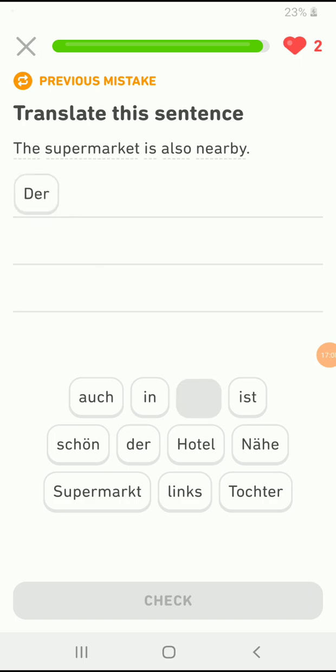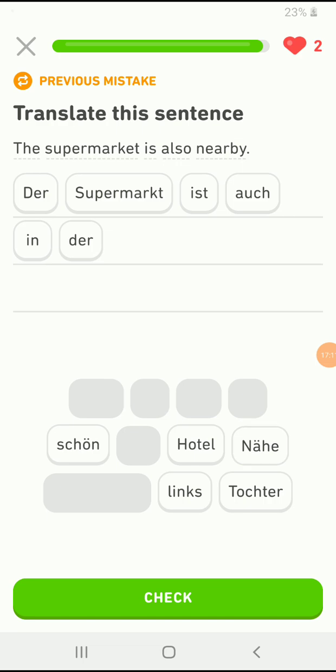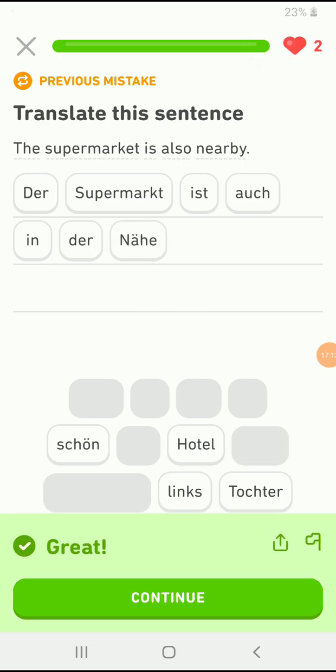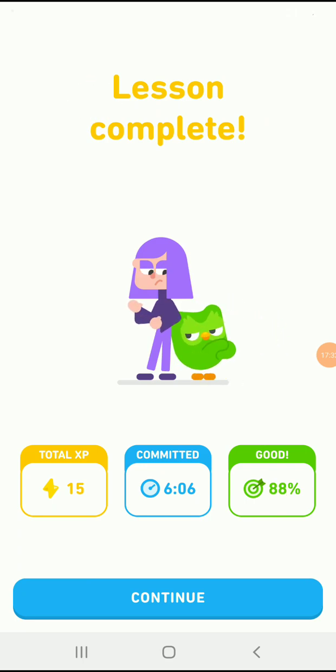So der Supermarkt ist auch in der Nähe. That's a very good exercise because the expression is in the near. Don't forget that. All right, I think I made two more errors just because of this. Das ist nicht gut. It is not good.